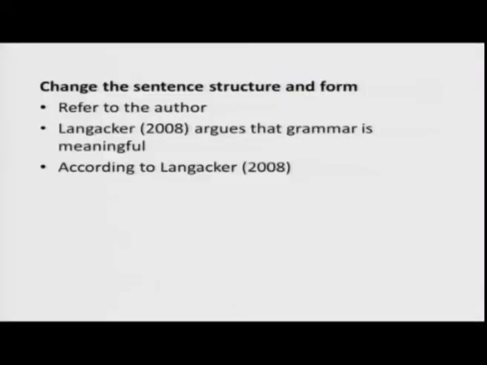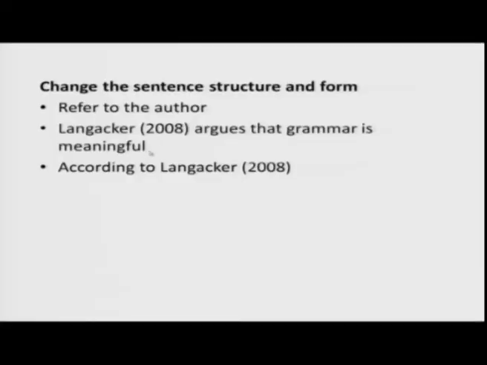Then we also change the sentence structure and form. Some of this we have already discussed in the previous class, where we looked at paraphrasing in detail. One important thing which I would like to draw your attention to now is referring to the author. So, you have read a text written by somebody, so you refer to the author in the summary.